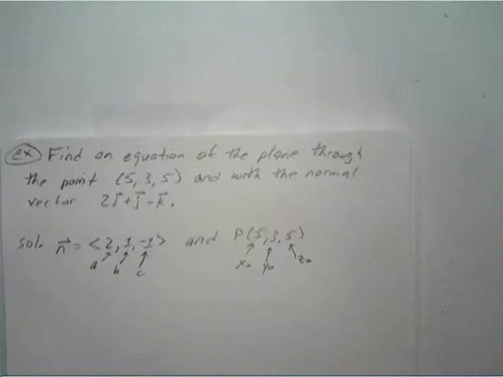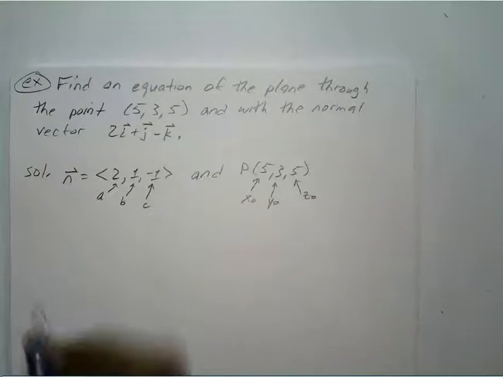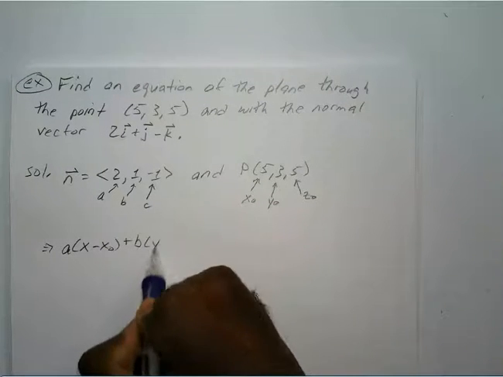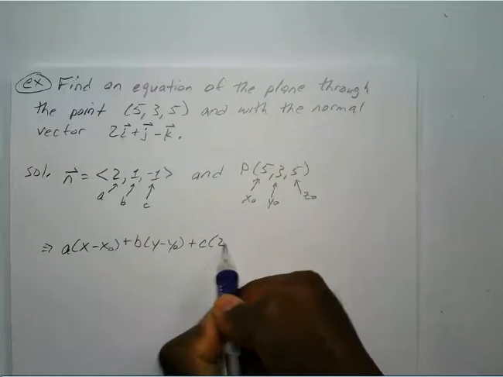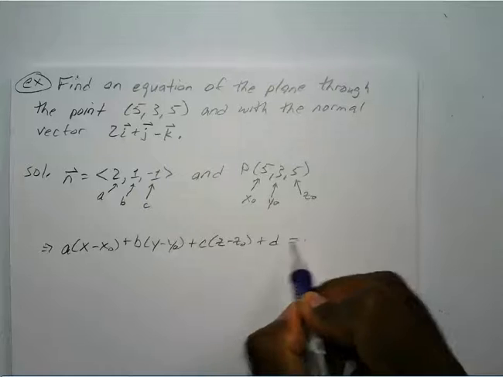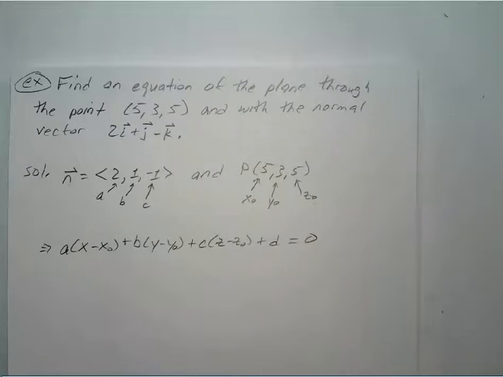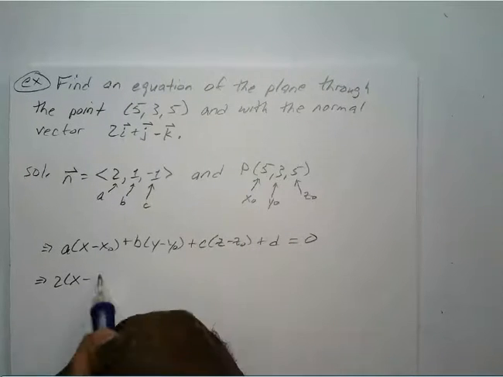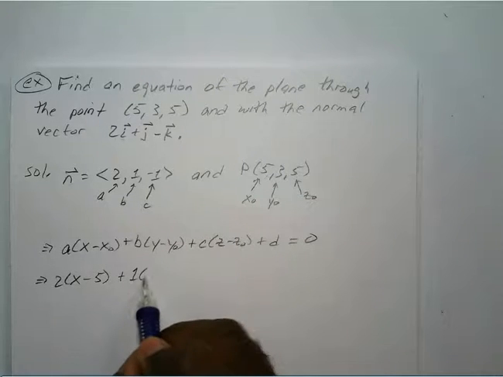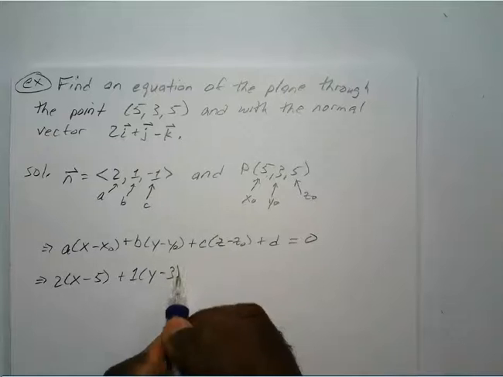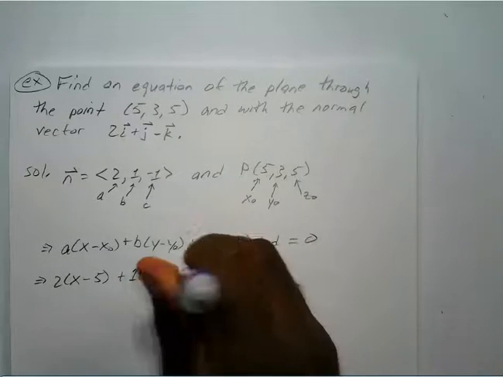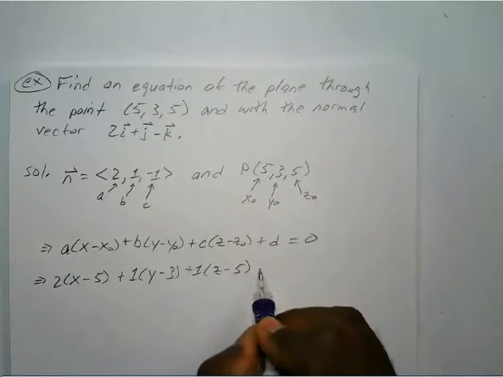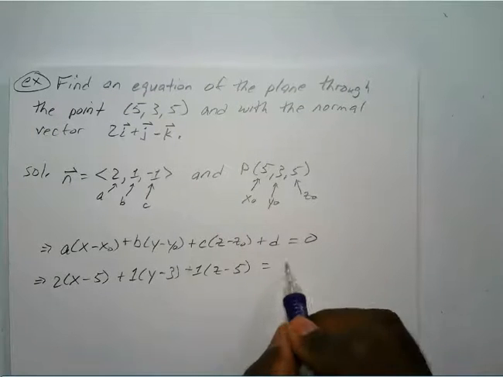All right. So we know that a times (x minus x0), plus b times (y minus y0), plus c times (z minus z0), plus d equals 0 is our equation. Okay, so we just go ahead and start plugging in values. So we have 2 times (x minus 5) plus 1 times (y minus 3) plus negative 1, or you can say minus 1, times (z minus 5). There is no plus d value, so that's equal to 0.